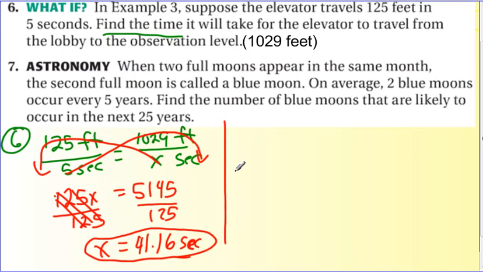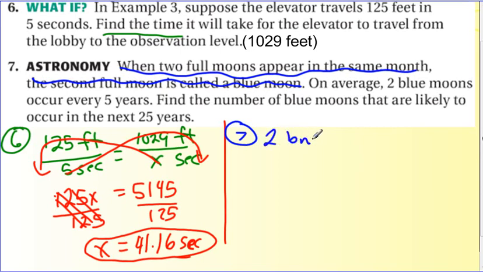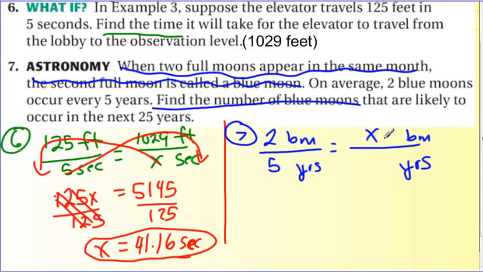That's a long elevator. Number 7. We'll use blue because we're talking about blue moons here. Two blue moons occur every 5 years. So 2 blue moons every 5 years. Notice my labels. So blue moons, years. Find the number of blue moons. We do not know how many blue moons are likely to occur in the next 25 years. So years is 25. Now, we cross multiply.